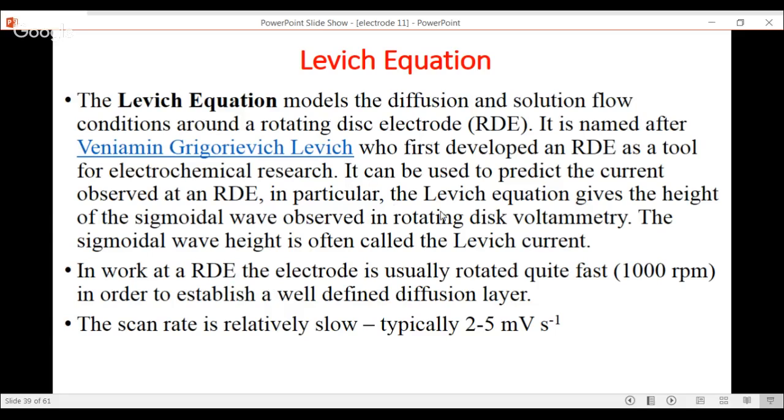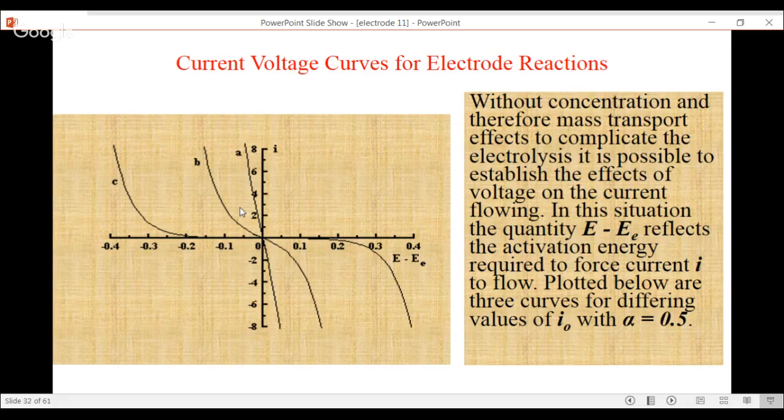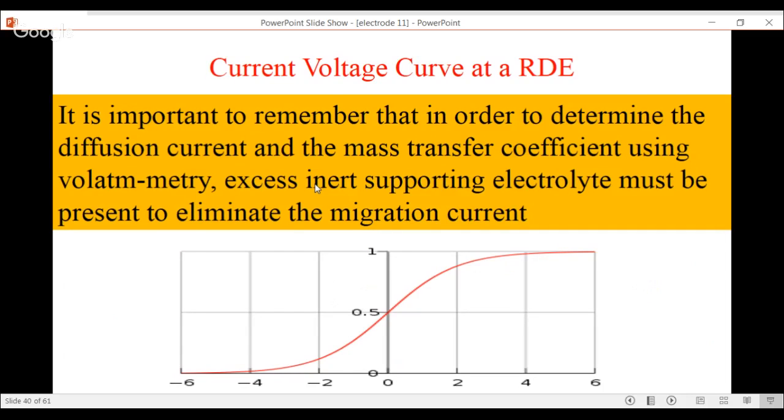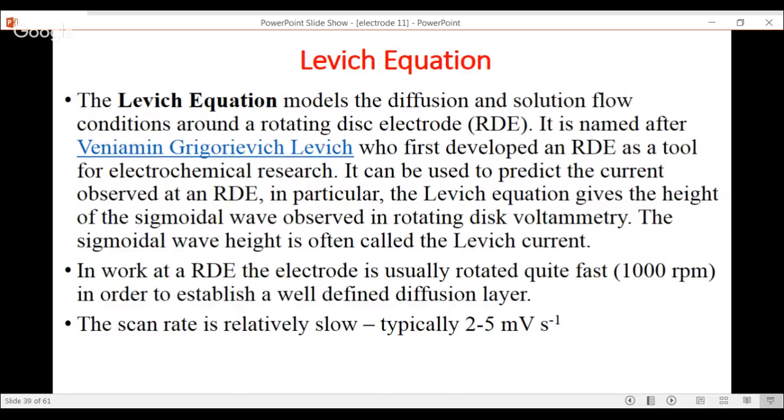In particular, the Levich equation gives the height of the sigmoidal wave observed in rotating disk voltammetry. We have already seen that the current versus potential curve will be sigmoidal. The sigmoidal wave height is often called the Levich current.